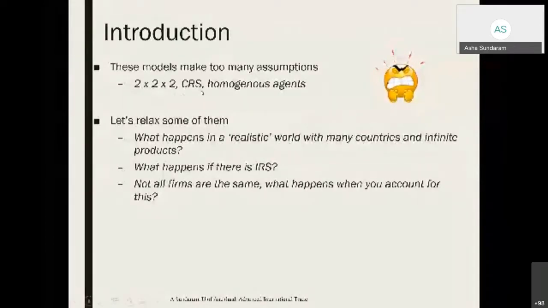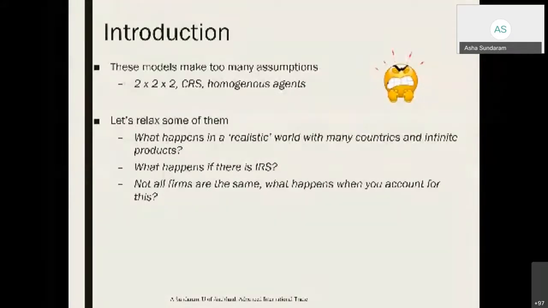Constant returns to scale, CRS, is another example. That is also an assumption that a lot of these neoclassical trade models will make. And then the third assumption they make is they assume homogeneous agents. When I say agents, I typically mean firms. So they're going to assume that all firms in the sector are going to look the same. So there is very little of what is going on within a sector. Now, already you can see the tension between this and what I told you about international trade today. When I started, I told you, look, trade today is complex.